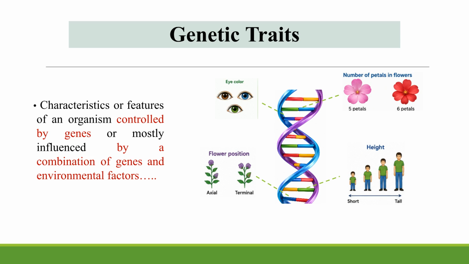To understand this variation, biologists classify traits into 4 distinct categories based on how they vary and how we measure them. Today, we're going to take a brief look at these genetic traits.